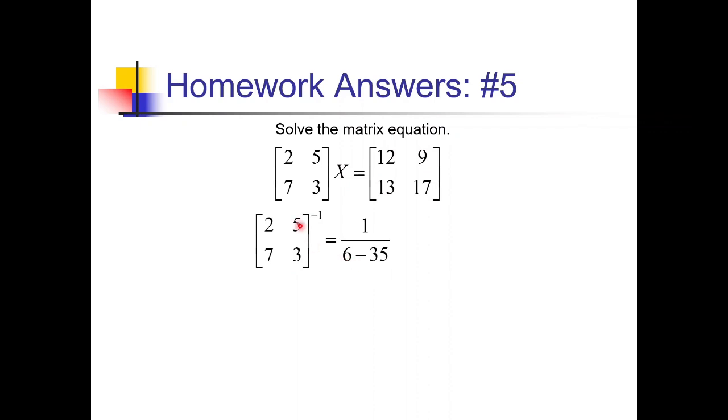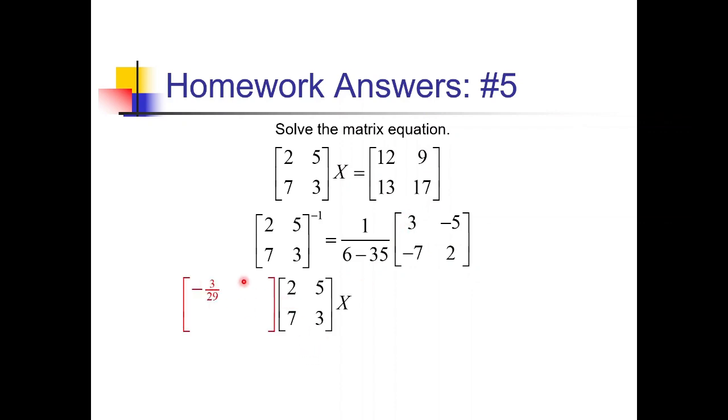And then we have to switch the A and the D. So we'll have a 3 up here and a 2 down there. And then negate the 5 and the 7. So negative 5, negative 7. So this is going to be 1 over negative 29. That'll be very interesting. Let me multiply that through, and then while I'm doing that, I'll multiply that times both sides of the equation. So negative 1 over 29 times 3, that's going to be negative 3 over 29.